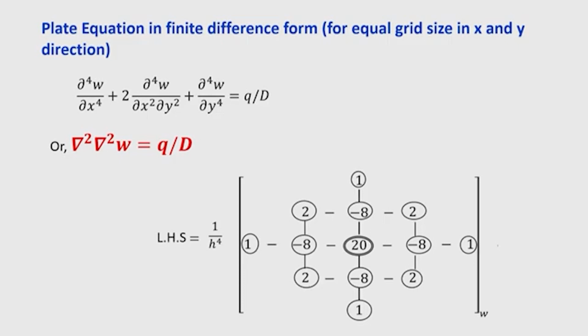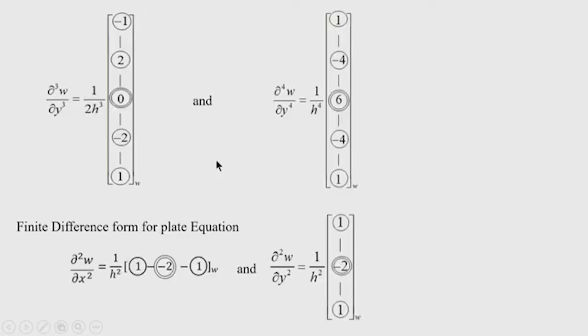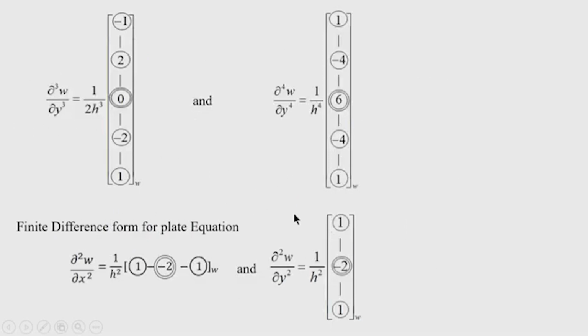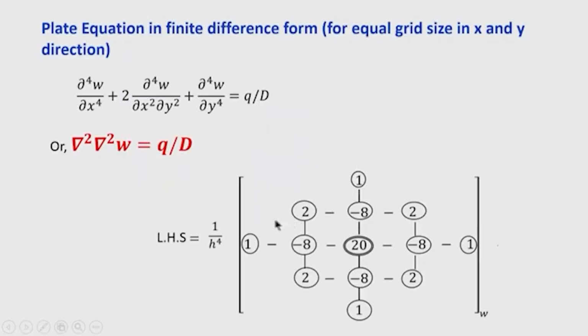How is it found? It is found by the operational procedure that we have adopted earlier. If you adopt this procedure here also, then you will find the left hand side of the plate equation, that is del 4 W. Actually, del 4 W is nothing but 1 by h to the power 4, and in the central line along the horizontal direction you are getting 5 terms.